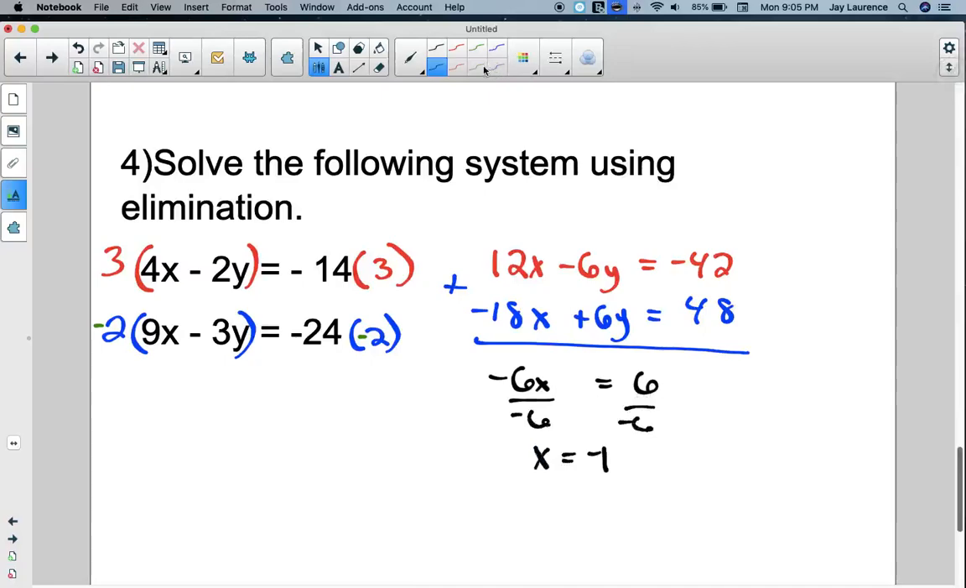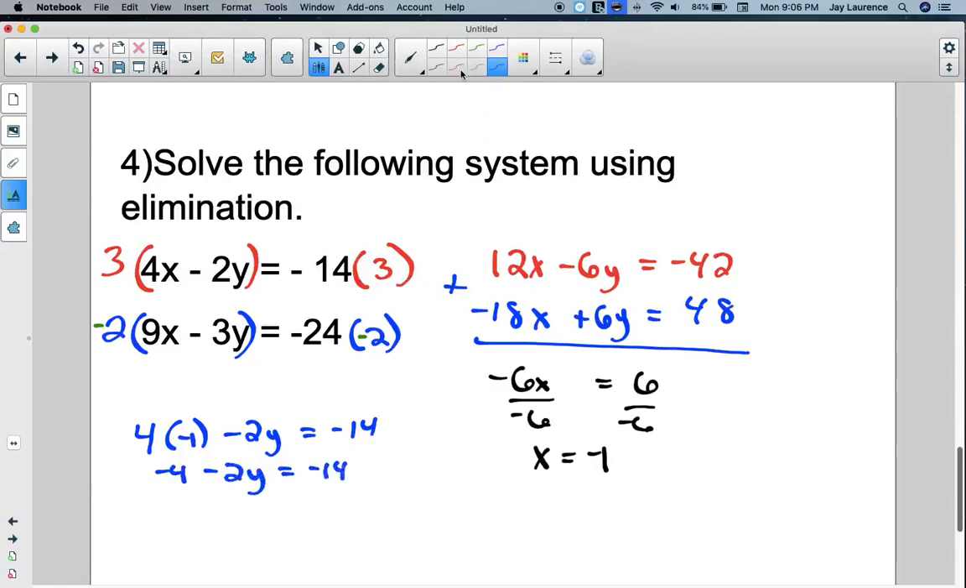And the reason I don't like elimination is I've got more work ahead of me. I don't have a nice y equals equation. So I've got to pick one of these equations. I could pick this one, this red one, this blue one. I could pick the 4x minus 2y equals negative 14 or the 9x minus 3y equals negative 24 equation. I think I'm going to take the 4x minus 2y equals negative 14 equation because it's smaller. So I'm going to go with 4 times negative 1 minus 2y equals negative 14. Well, that's going to become negative 4 minus 2y equals negative 14.